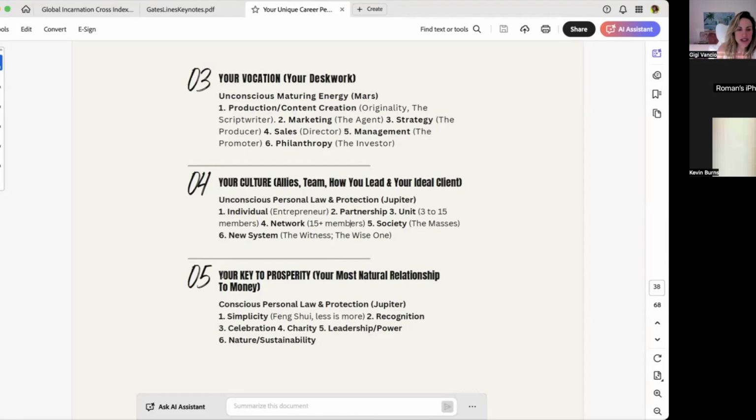And so tonight we're getting into your key to prosperity, your most natural relationship to money. These are the keynotes of each one. It's your conscious personal law and protection. Line 1 is simplicity, or like feng shui, less is more. 2 is recognition. 3 is celebration. Line 4 is charity. Line 5 is leadership and power. And 6 is nature and sustainability.